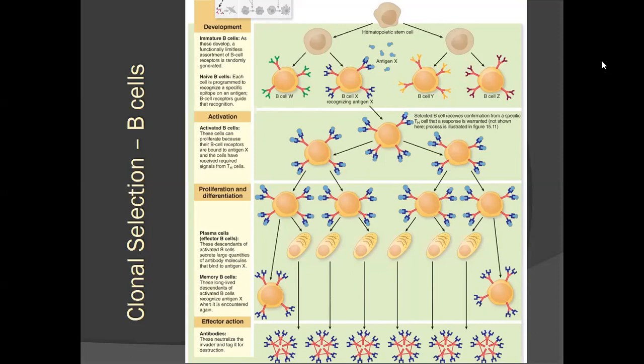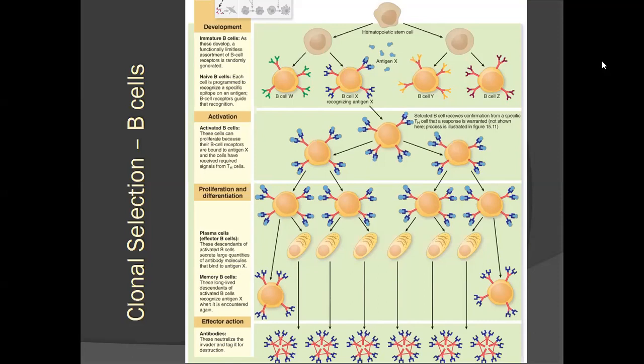So your naive B cell, and the same process applies to T cells, is interacting with a specific antigen. This then allows us to be activated. Now, recognition of an antigen is not enough for activation. Cells need help. Whether you're a T cell or a B cell, this activation step is always going to require the help of another cell. So in the case of B cells, you can see here, this help is coming from a T helper cell.